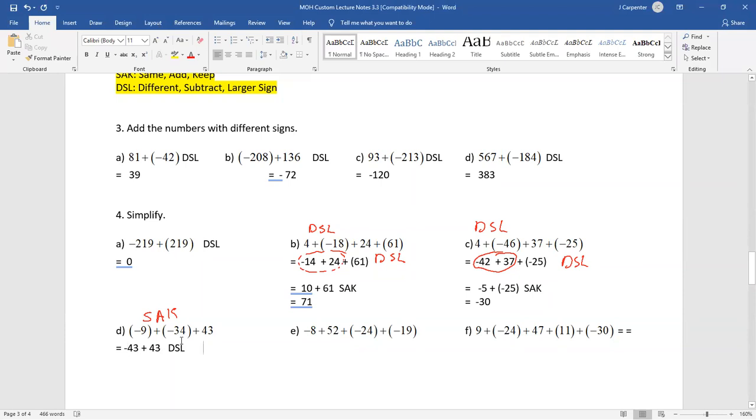And we've seen a problem like this earlier today. We saw that when we added opposites, like in 4a, they canceled each other out. They made 0. That's still the same. 43 minus 43 is 0, which is a signless number. Again, the answer to E would be positive 1. The answer to F would be 13. Try those on your own if you like.